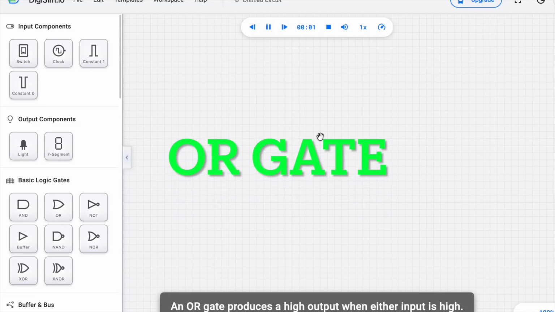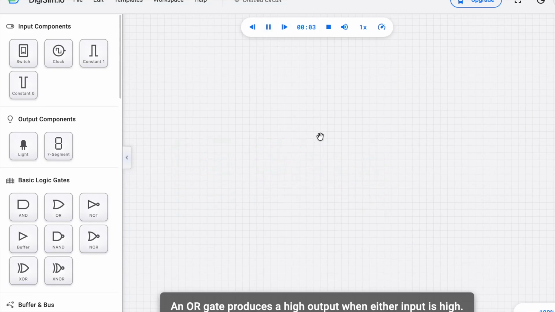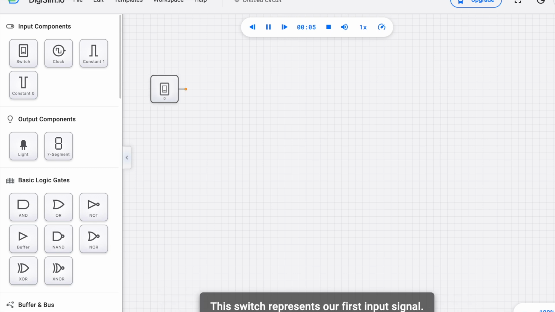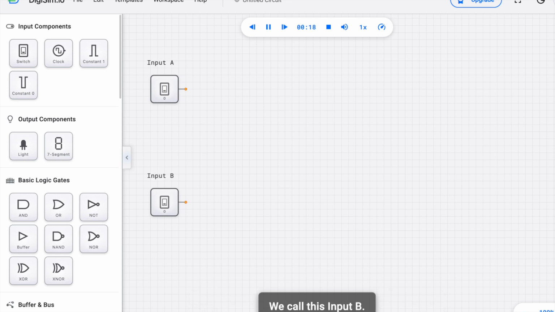An OR gate produces a high output when either input is high. This switch represents our first input signal. We call this input A, and a second input switch for the other signal. We call this input B.